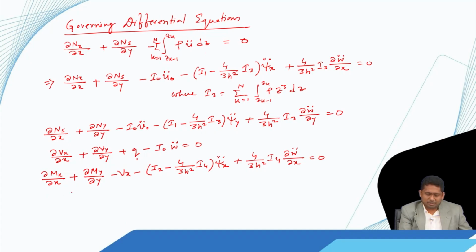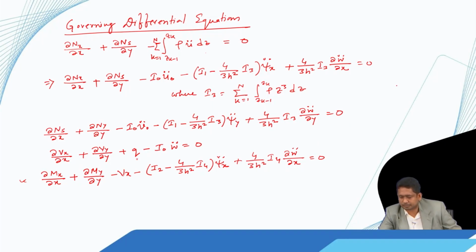So, we have seen before that when we write this differential equation, in the inertia term we have a term like summation k equal to 1 to n, integral from z k minus 1 to z k of rho z u double dot dz, and that is what gives us all these terms.